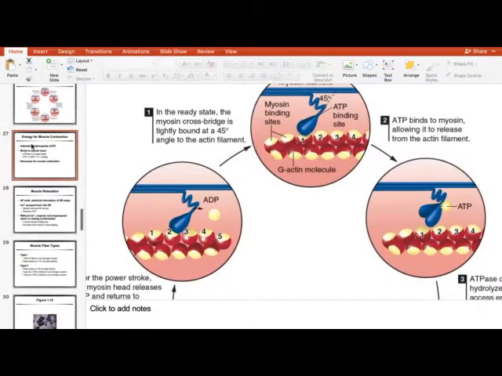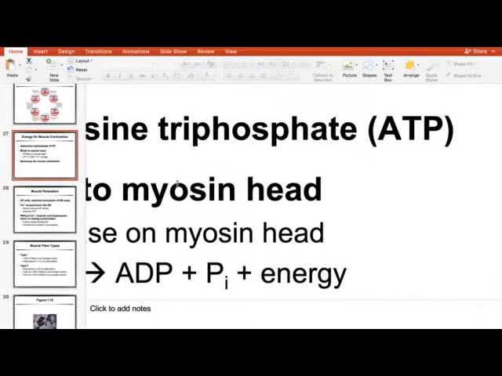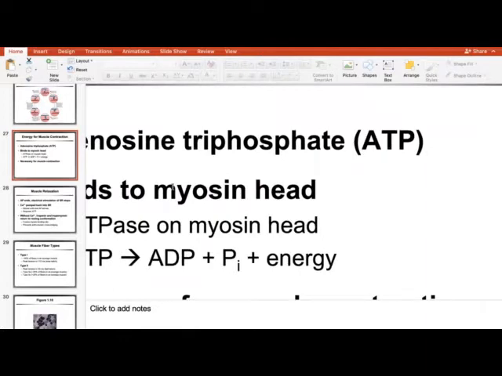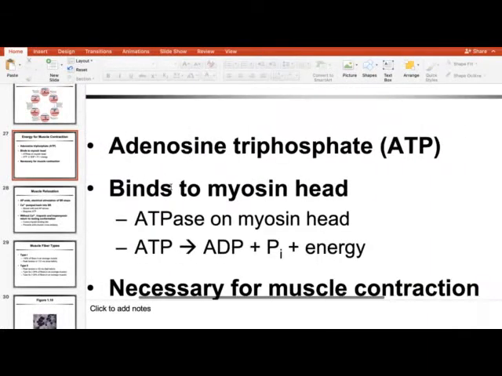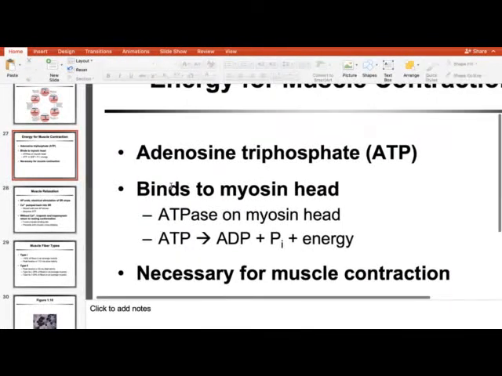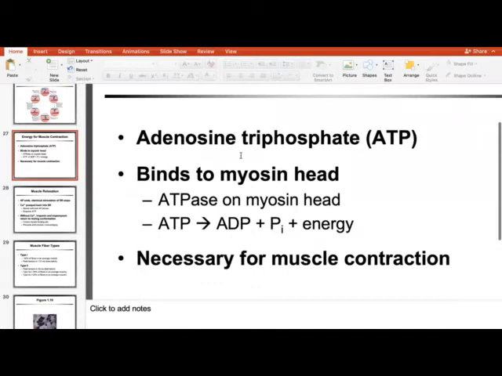Okay, so the energy for all of this contraction comes from adenosine triphosphate. It's an adenine group with 3 phosphates connected to it. And this phosphate group, or one of these phosphate groups, when it gets ripped off, is going to release energy. And that energy is going to be immediately used for the myosin head to change its angle of orientation.